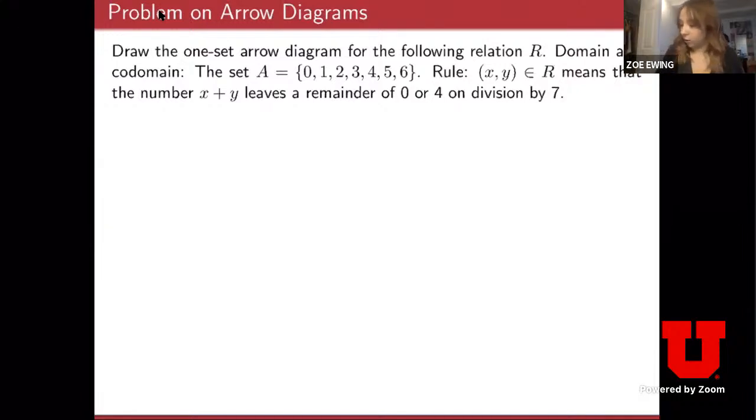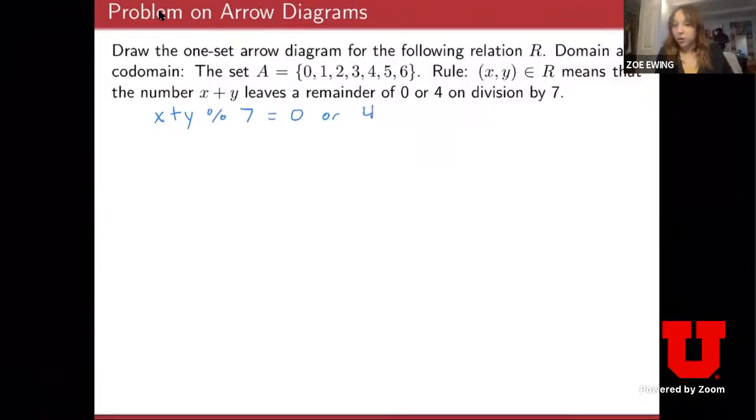Just to clarify while you're working on it, it might be easier to think of the rule as x plus y mod 7 equals 0 or 4. There are only a few numbers that will satisfy that, so it might be helpful to make a list of the possible sums that would fit this rule.